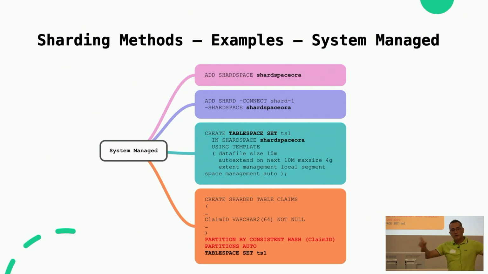If you have 120 chunks, you're going to have 120 tablespaces of the size of 10 megabytes. In my case it was 1 gig, and I was wondering why my disk space was so full, since I hadn't any data. So this was the reason. You can override this with a template. And then once you do that, you actually create a table. You say partition by consistent hash on this tablespace set, and you're done. And this goes automatically throughout the 1, 2, 3, 4, 5 shards, if you will.